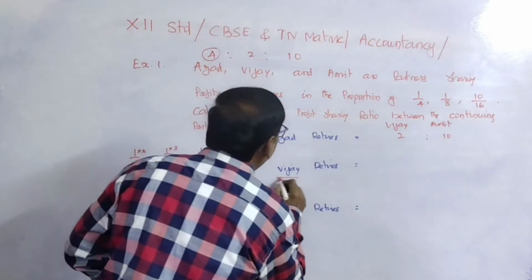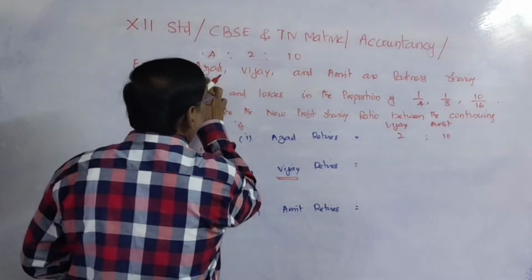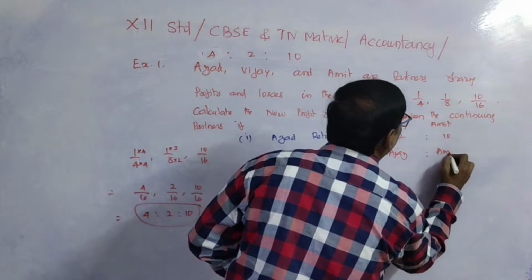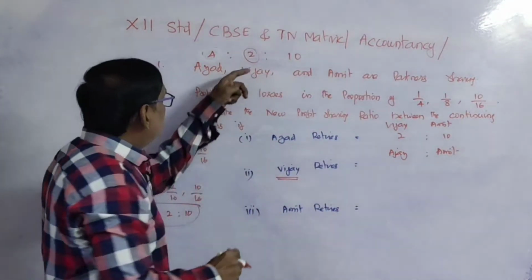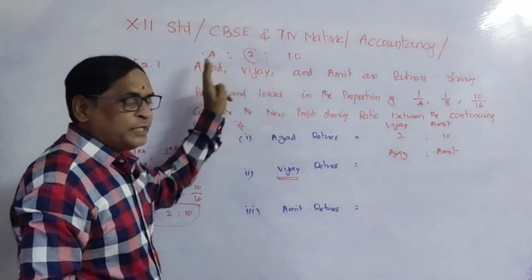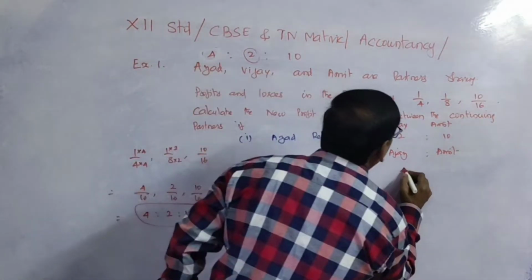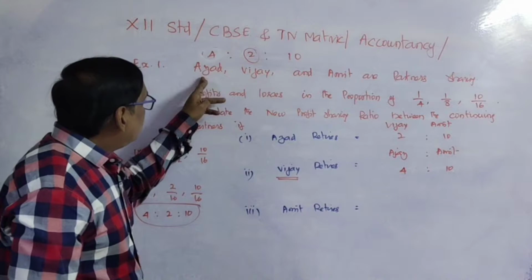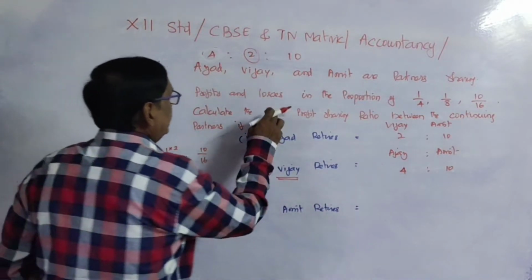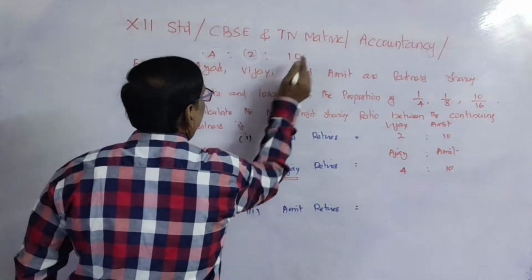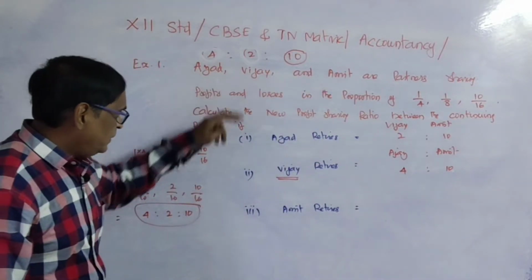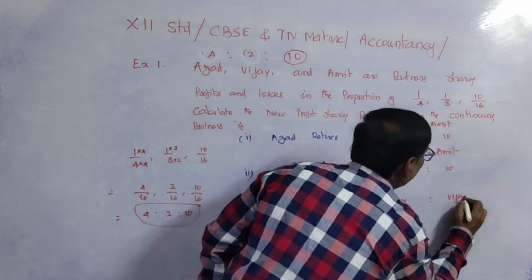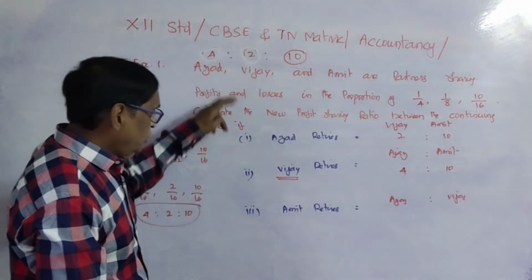For example, if Vijay retires, then the ratio between Azad and Amit. What will be the gaining ratio? 4:10. What will be the new profit sharing ratio? 4:10. So 4:10 will be the gaining ratio or new ratio between Azad and Amit. And if Amit retires, the ratio between Azad and Vijay is 4:2.